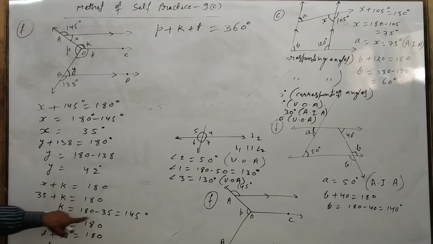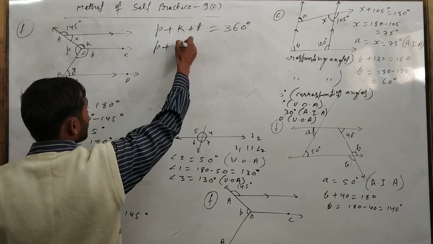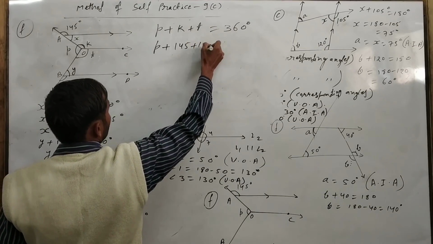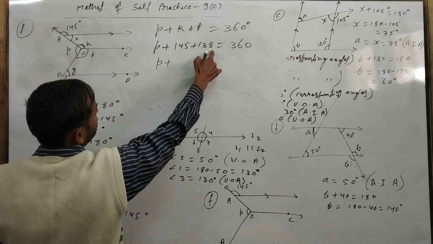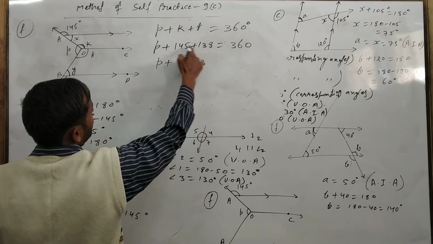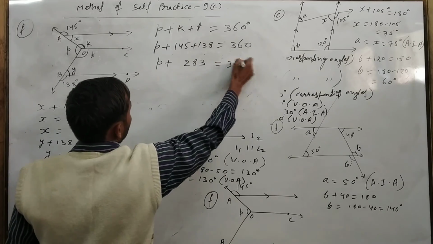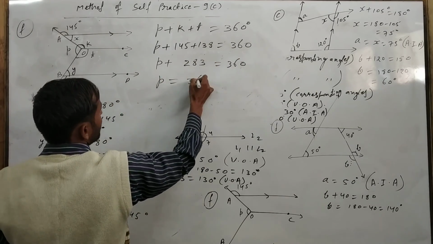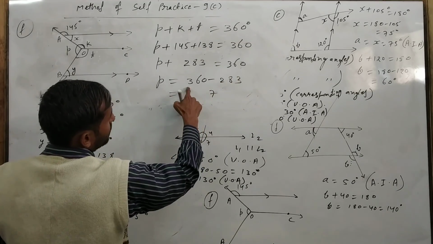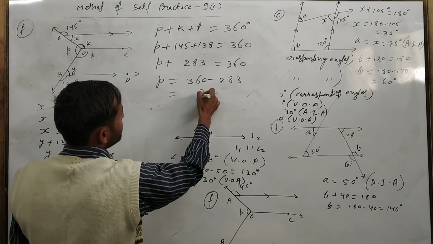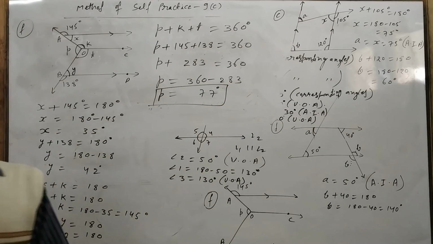Now just put the value of K and the value of T. So P plus 145 plus 138 is equal to 360. Now just add here both. 8 plus 5, 13 and 7, 8, 183, 283 is equal to 360. So P is equal to 360 minus 283. We will subtract here, it will come 7. Now here 77 degrees. So the value of P is equal to 77 degrees. This is the final answer.